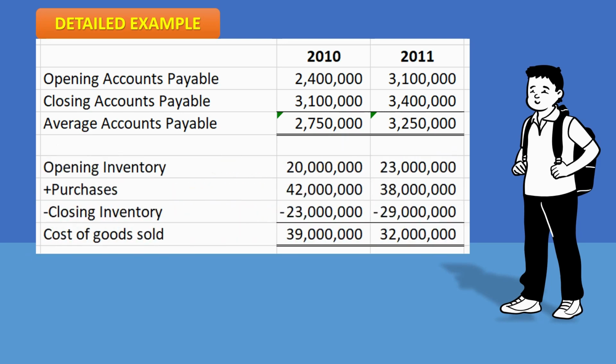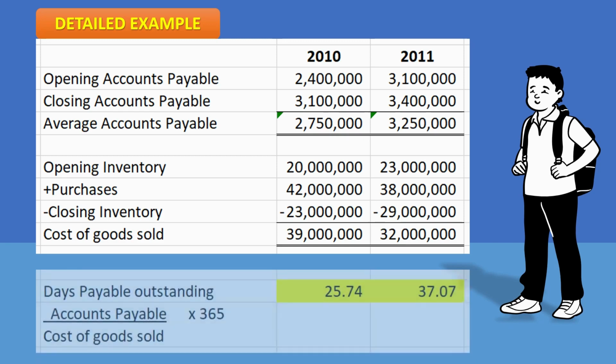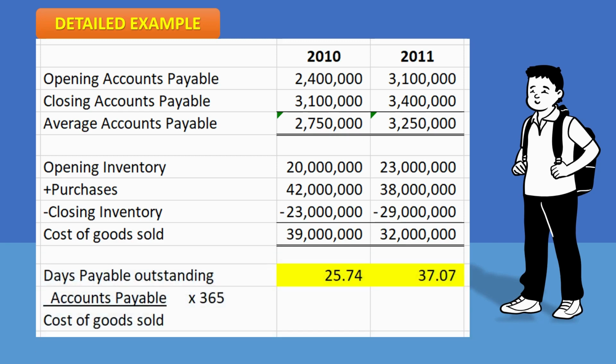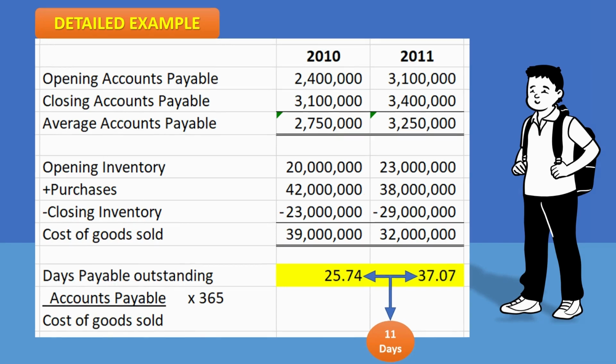The cost of goods sold for both years are calculated by adding opening inventory to purchases and deducting the closing inventory. So the cost of goods sold are assumed to be $39 million and $32 million in year 2010 and 2011 respectively. Using the formula for days payable outstanding, you can see that in year 2010, the company was paying its suppliers in 25.74 days, which increased to 37 days in the year 2011. It means, on average, the company is holding cash approximately 11 days longer in 2011 than in the year 2010.